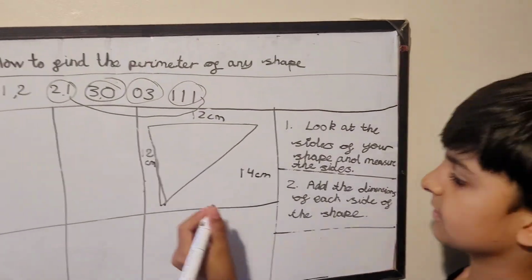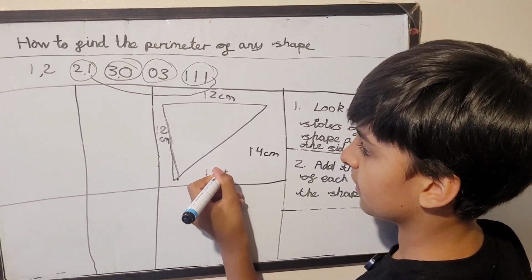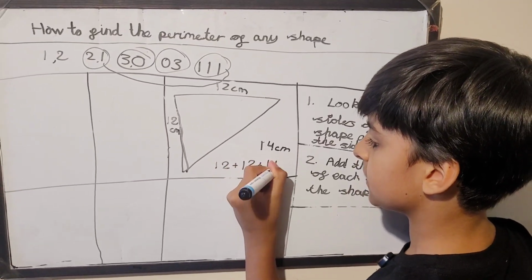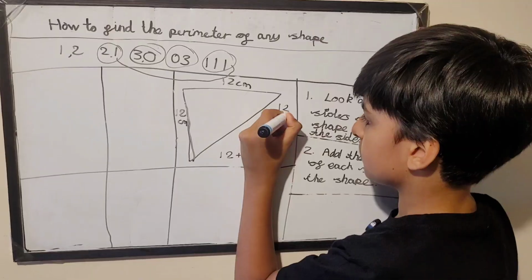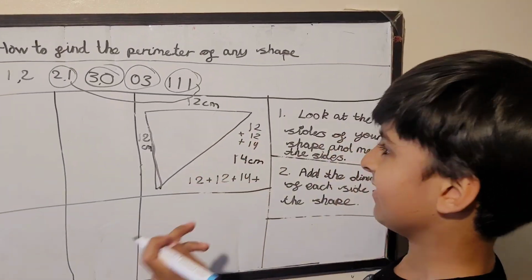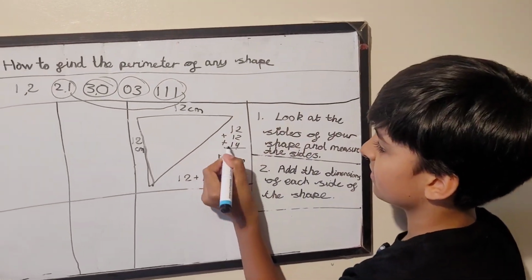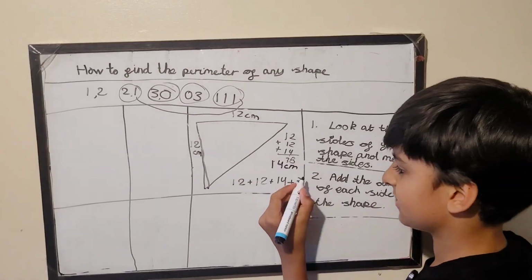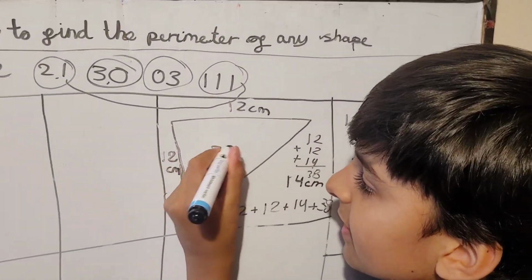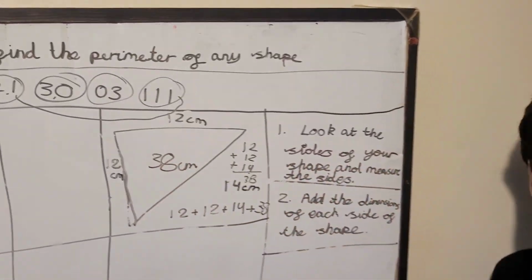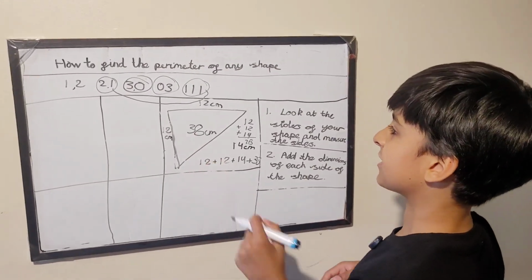Which means, let's do it. 12 plus 12 plus 14. We'll do it just here. 12 plus 12 plus 14. If you don't know how to add in your head, you can just do it like this. So that's 38. So now the perimeter of this shape is 38 centimeter. This way, we have found the perimeter.